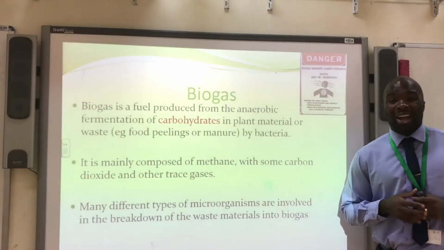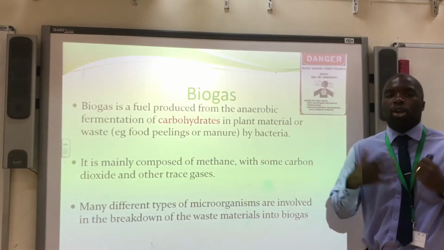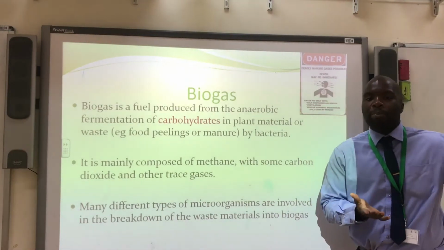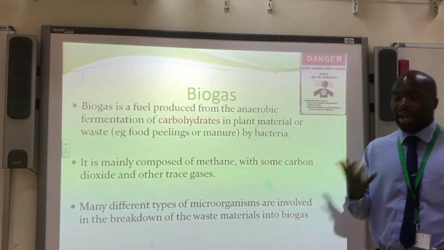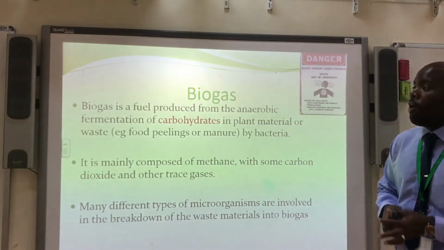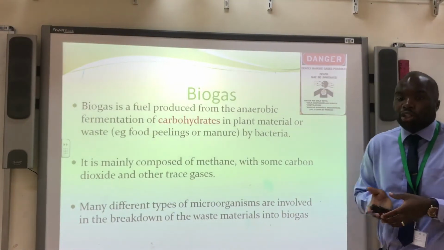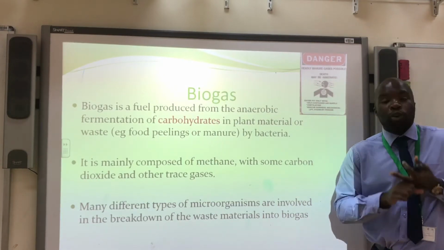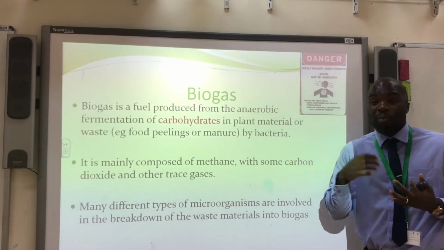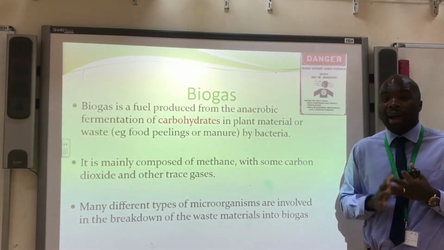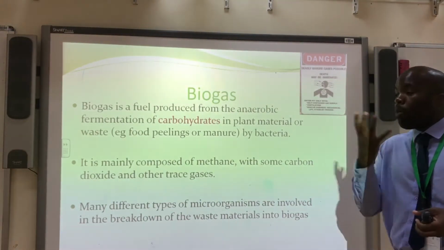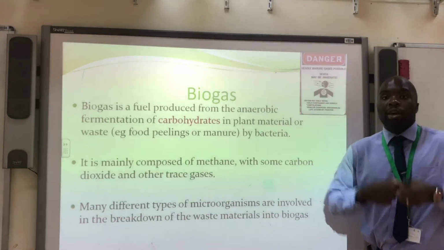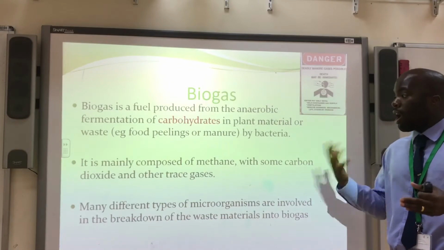Now, when we're talking about biogas, we're talking about a fuel. We want an alternative method to using fossil fuels, so we've come up with another way now. We've looked at bioethanol, now we want to look at biogas. Biogas is produced from anaerobic fermentation of waste plant material, food peelings, even manure from animals such as cows, but sometimes, in some cases, even humans. And when this material is broken down by anaerobic fermentation, we're able to produce methane and carbon dioxide.